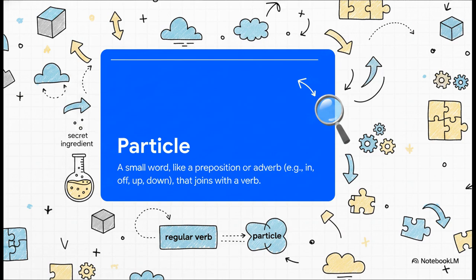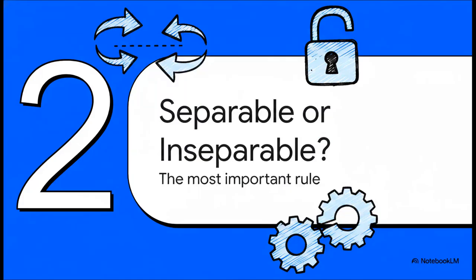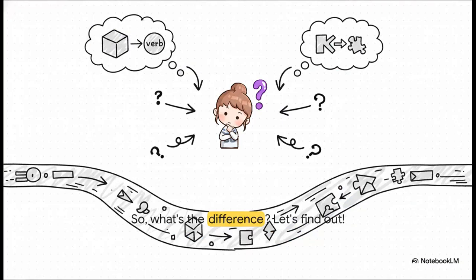And that second piece of the puzzle, the particle, it's just one of those super common little words we use all the time, like in, off, up, or down. It's like the secret sauce that completely changes a regular verb. Okay, now we're getting to the most important part. This is the thing that sometimes trips people up, but once you get this, you've pretty much got it all. Phrasal verbs come in two main flavors, separable and inseparable. So, what on earth is the difference? Don't worry, we're about to make it super clear.